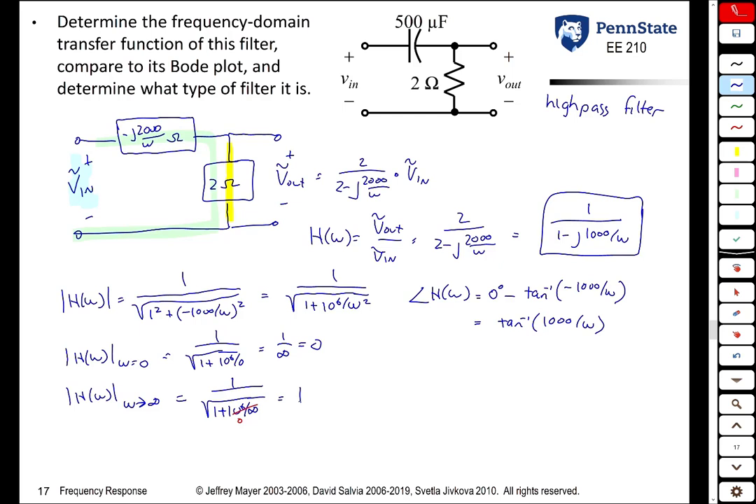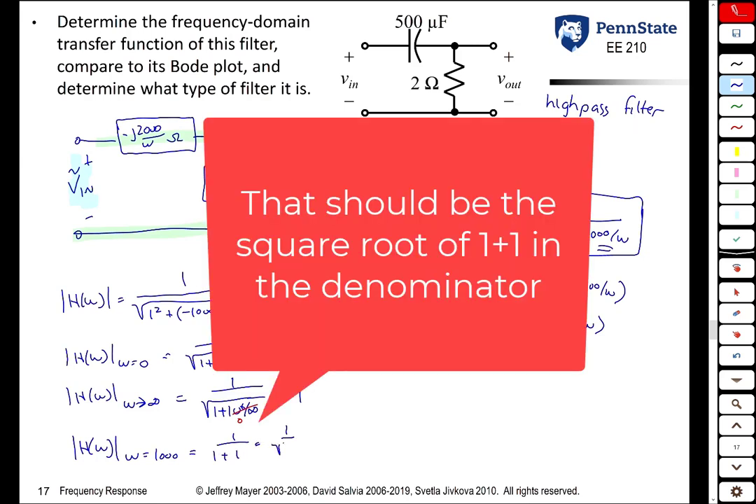Finally, at what frequency do we have this break between where the imaginary part of the denominator has a big effect or not? We see that happens once again at 1,000. So you evaluate this at omega equal 1,000, you get 1 over the square root of 1 plus 1, which is 1 over the square root of 2, or minus 3 dB.